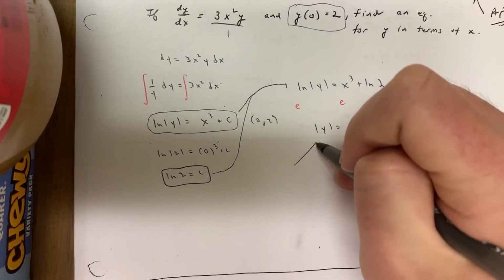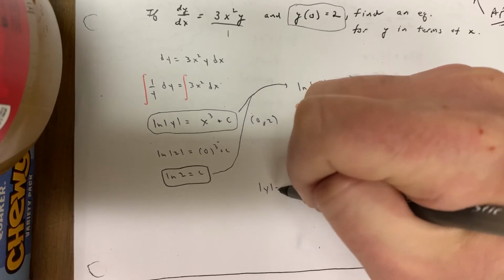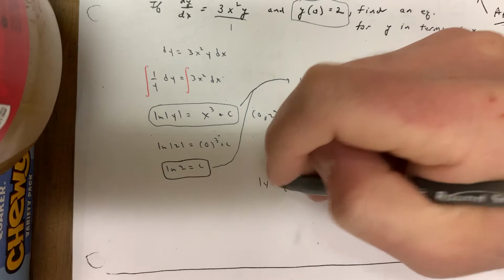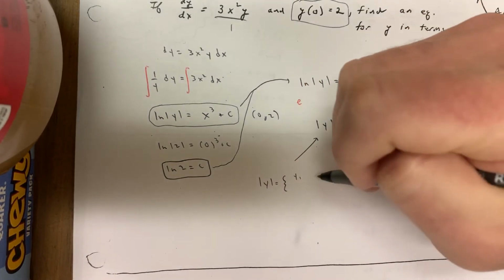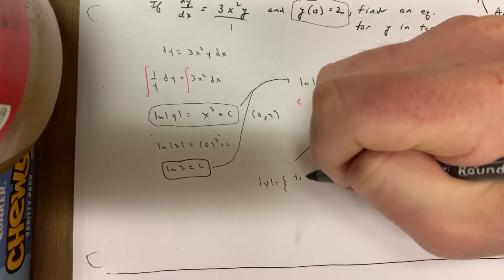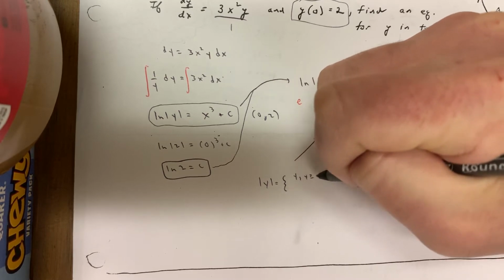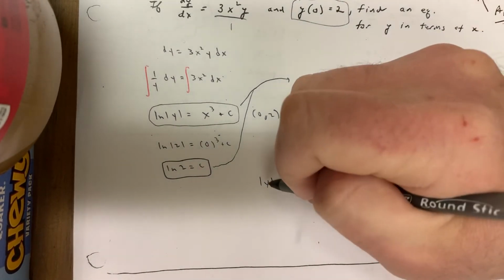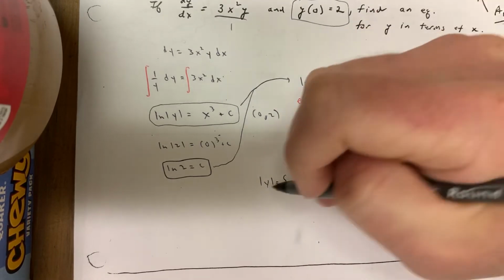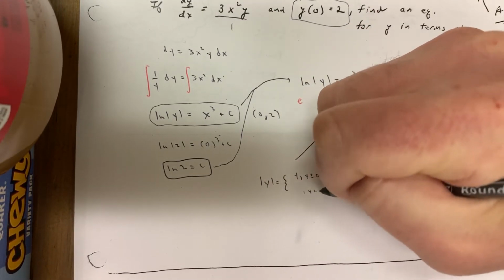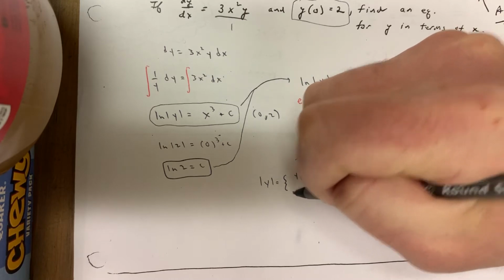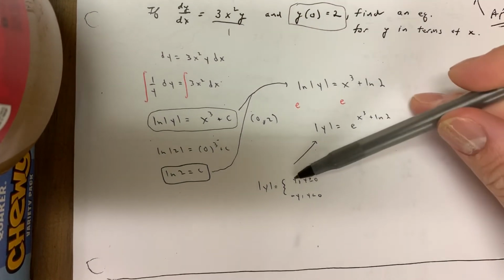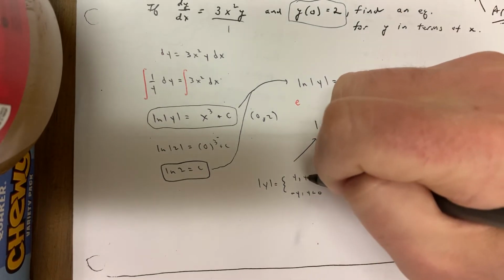Remember, there are two ways to take the absolute value of a number. If that number happens to be positive, you just take the absolute value by dropping the absolute value signs. That's the situation where y is positive or equal to 0. But if y happens to be a negative number, you're going to want to negate it. So sometimes the absolute value of y is y, and sometimes the absolute value of y is equal to negative y.